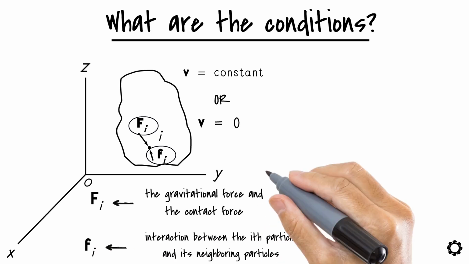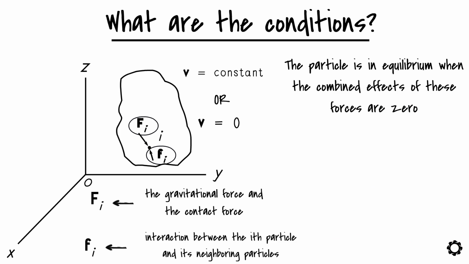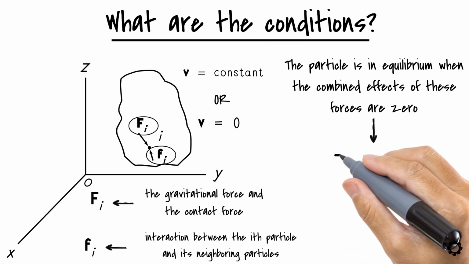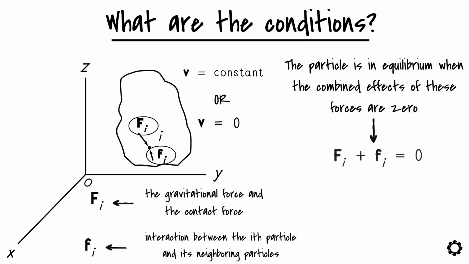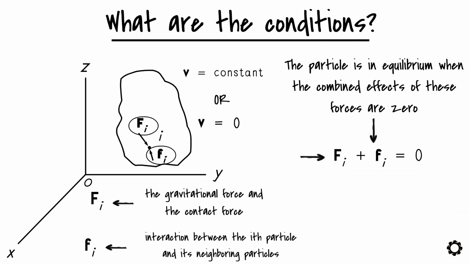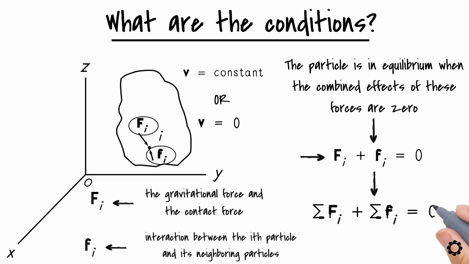Now we can say that the particle is in equilibrium when the combined effects of these forces are zero, as stated in Newton's first law. This leads to the following equation: Fi plus fi equals 0. If we would also apply this equation to the other particles of the body, then we would obtain summation of Fi plus summation of fi equals 0.